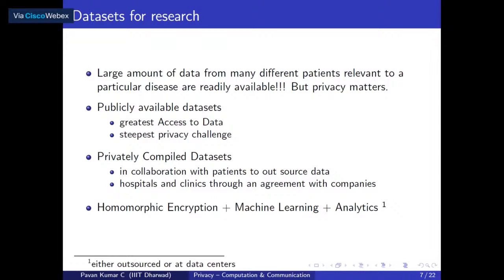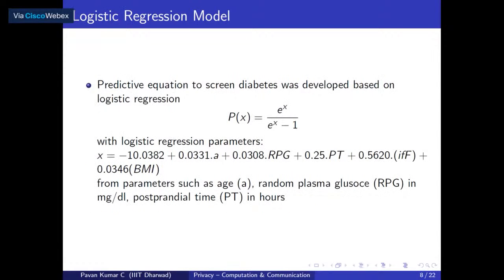Now here the question is whether the data is outsourced or stored or whatever. If the data is in an encrypted format, then we are not bothered about what is going to be done with it. If you take a logistic regression model, the predictive equation to screen diabetes can be given in this format, where p of x is given as e power x by e power x minus 1, with parameters given as follows: x will take the values minus 10.0382 plus 0.33 a, and random plasma glucose, or postprandial time in hours. All these parameters will contribute to this equation.